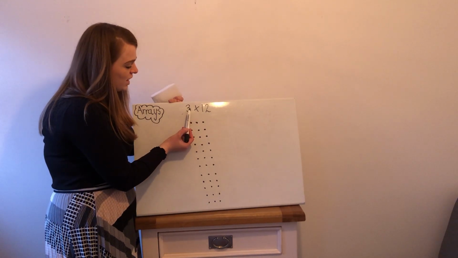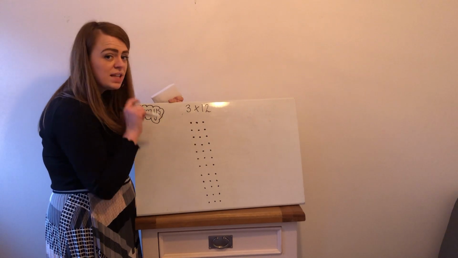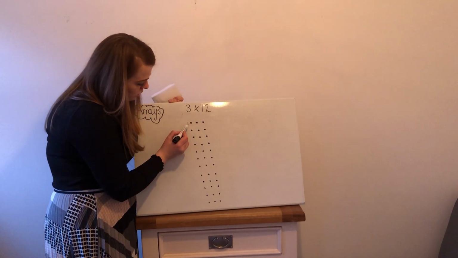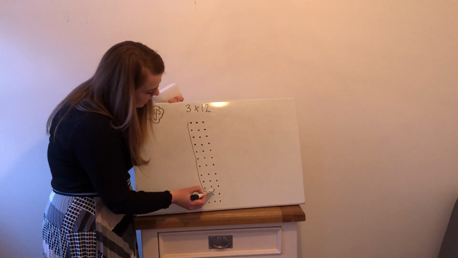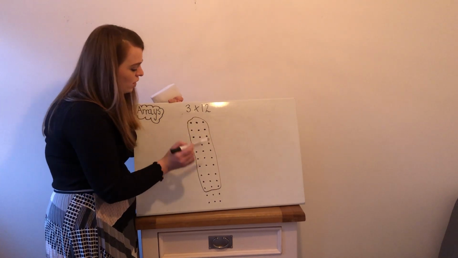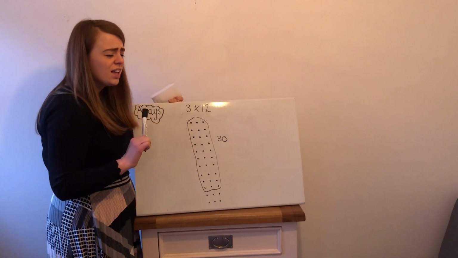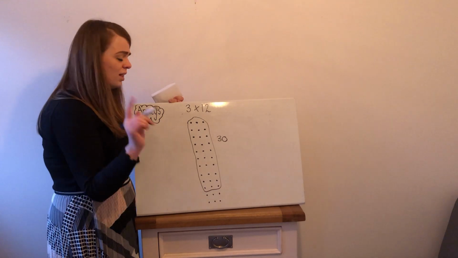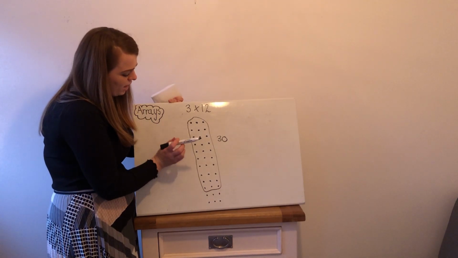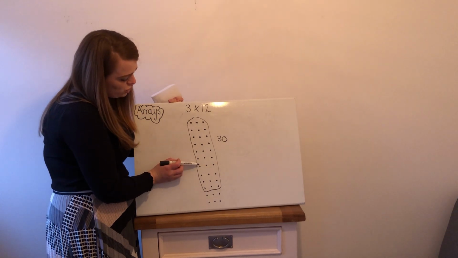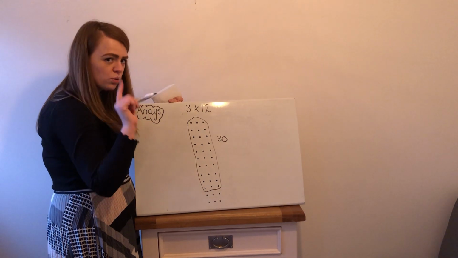Because I know that 3 times 10 is 30. So I'm just going to circle 10 of these groups of 3. So there's 1, 2, 3, 4, 5, 6, 7, 8, 9, 10. And I know that that is going to make 30. And if you're sitting there thinking, Mrs. Chand, I do not believe you, let me double check. I've got 3, 6, 9, 12, 15, 18, 21, 24, 27, 30. I told you so, boys and girls.